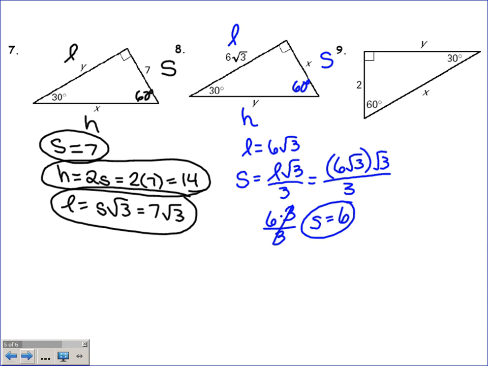Okay, if I have my short side, what do I still need to find now? Hypotenuse. My hypotenuse always equals twice whatever the short side is. So 2 times 6. What's 2 times 6? 12.